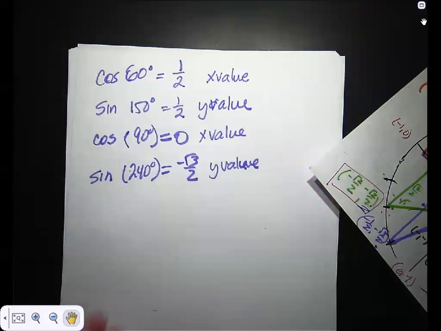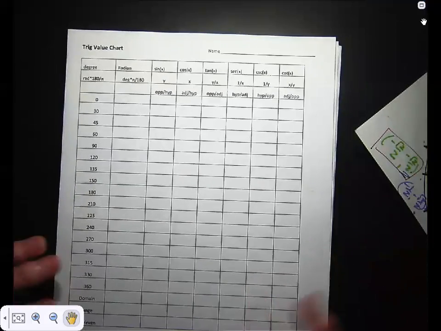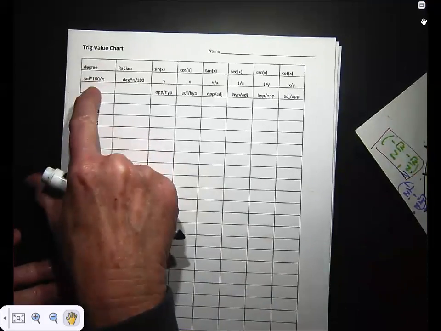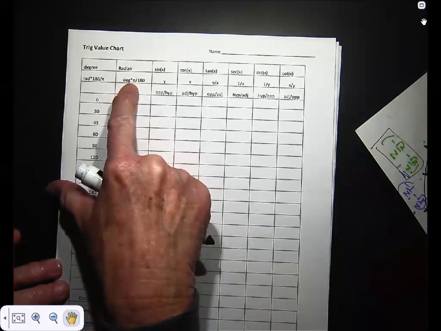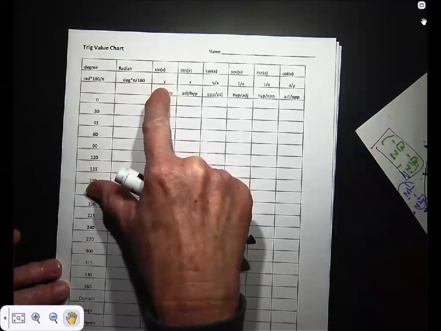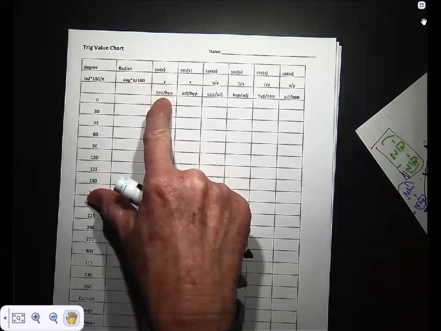So what we're going to do today is take a look at and make a chart of what our values are. I provided for you a little cheat sheet kind of chart. It tells you how to find degrees, how to find radians, and then sine is y and opposite over hypotenuse.